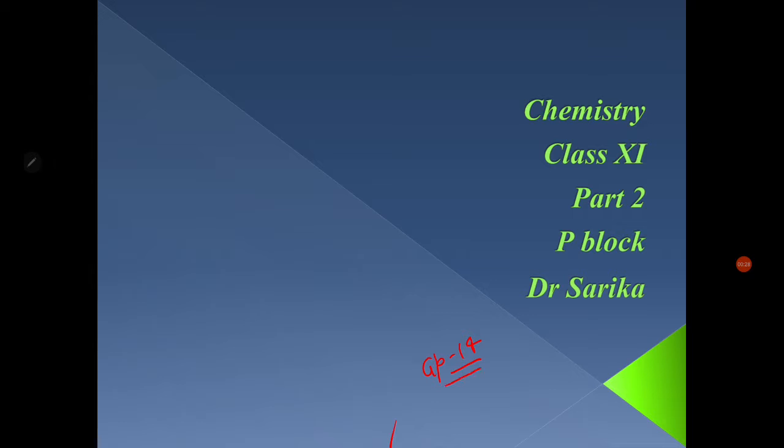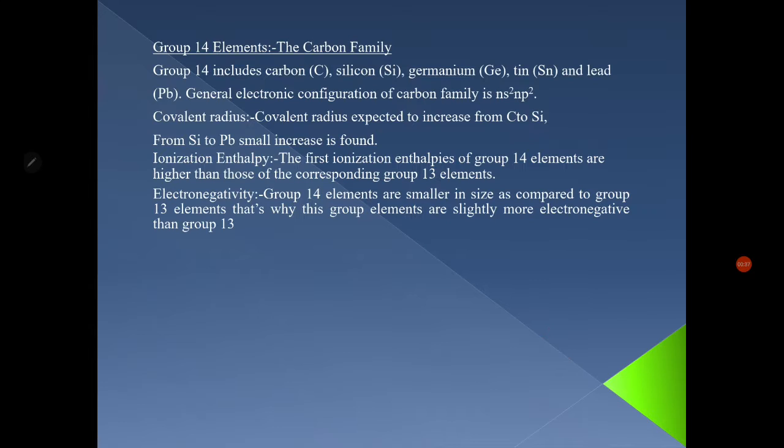Group number 14 is the carbon family. In this family, we have different elements: carbon, silicon, germanium, tin and lead. These are the elements which are present in group number 14.